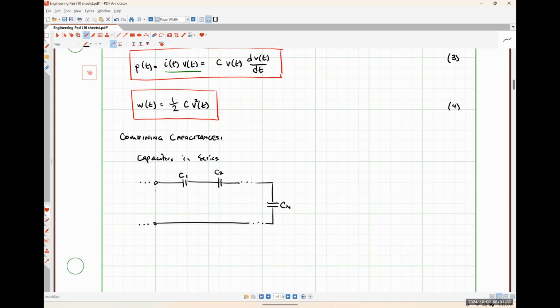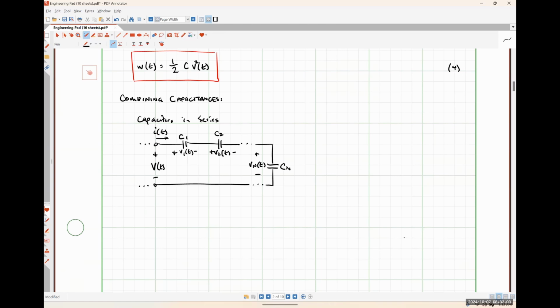I'm going to define the total voltage drop across all of those capacitors in series as V. And then I'm going to assign individual voltage drops to each capacitor. So this will be V1 of t, V2 of t, all the way out to Vn of t, like so. And because they're all connected in series, a common current flows through all of them.